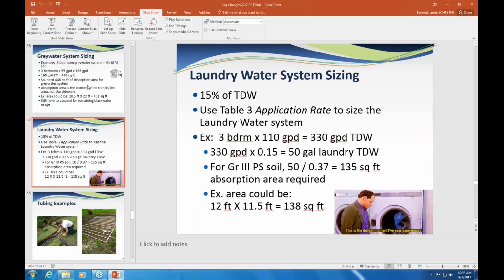Laundry water system sizing. You take 15% of the total daily waste flow, use Table 3's application rate to size the system. So here's your example. 3 bedrooms, 110 gallons per day, 330 gallons per day total daily waste flow. Take that, you multiply that by 0.15 equals 50 gallons of laundry waste flow. For a Group 3 provisionally suitable soil, you take the 50 gallons a day, divide that by 0.37, comes up with 135 square feet of absorption area. And your size could be 12 by 11.5 feet.